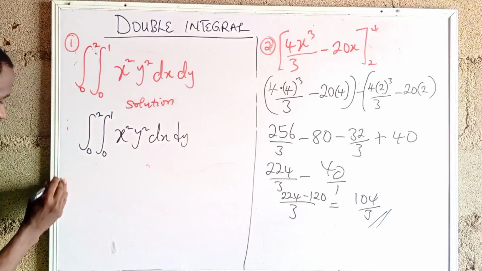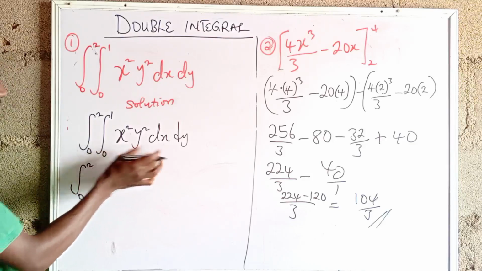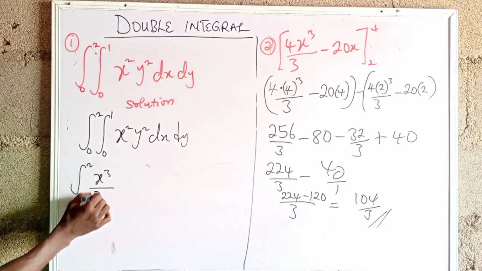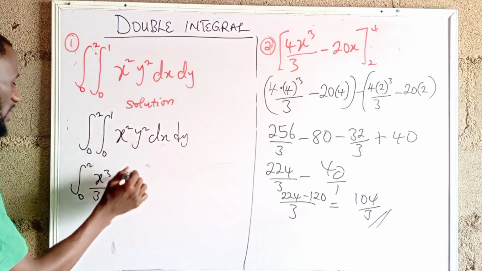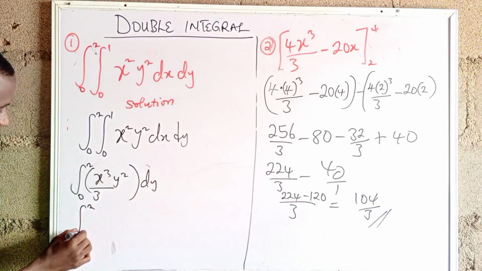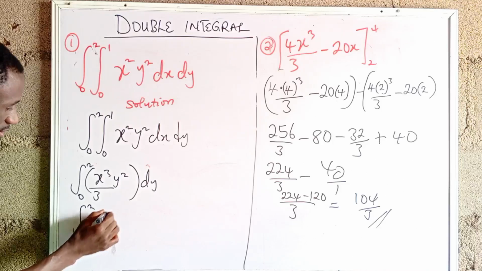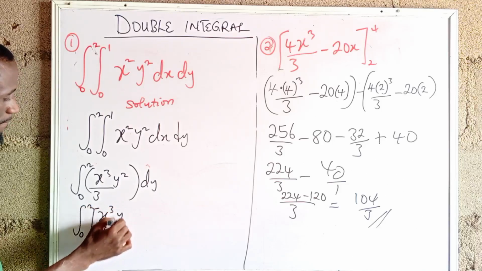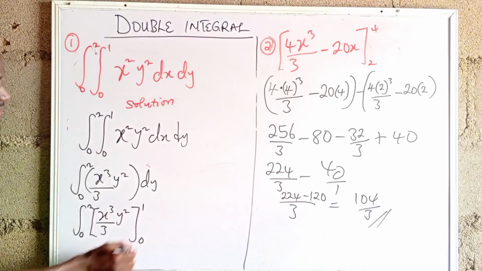That is, we take the integral of x and keep y constant. We are going to have x raised to power 3 all over 3 y square. Then the dx is done, and we keep dy constant, dy. Then we have the limit from 0 to 2. We have to take the limits. The limits of the inner one is from 0 to 1.